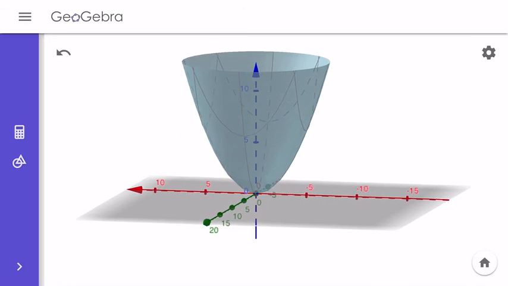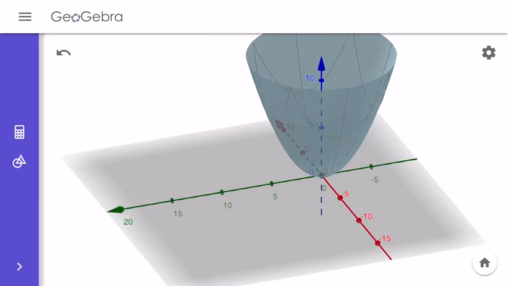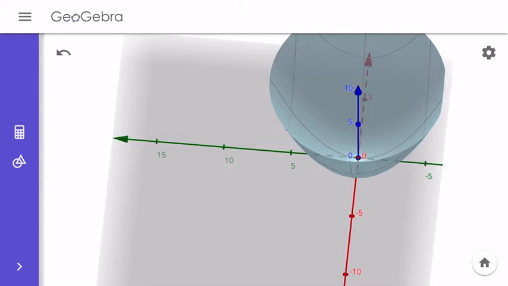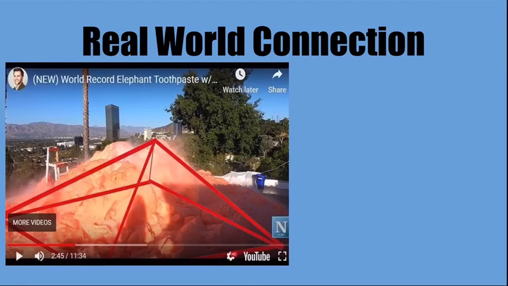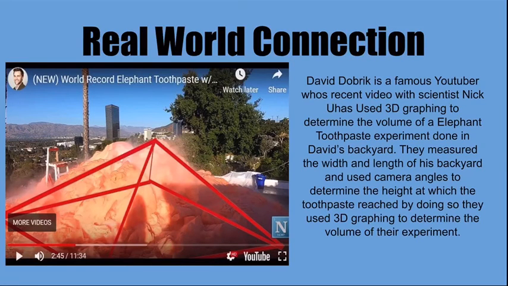This is different from the first equation because this equation is dilated horizontally by 4, making the graph look stretched out. Connecting this back to the real world, a famous YouTuber, David Dobrik, made a recent video with a scientist named Nick Uhas. They used 3D graphing to determine the volume of an elephant toothpaste experiment done in David's backyard. They measured the width and length of his backyard and used camera angles to determine the height at which the toothpaste would reach. By doing so, they used 3D graphing to determine the volume of their experiment.